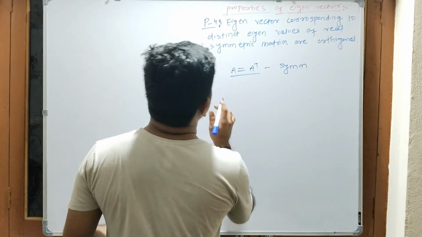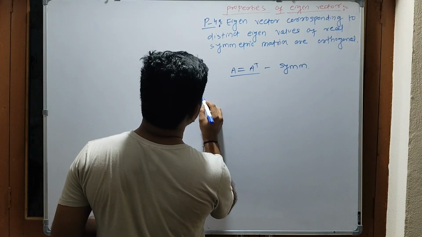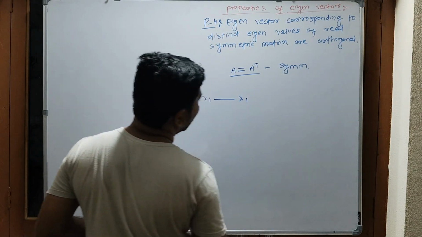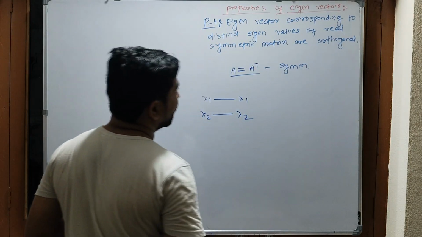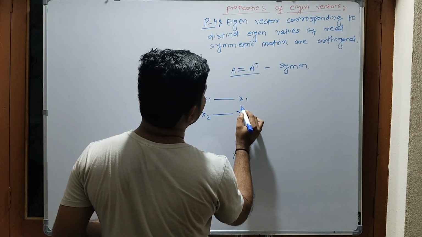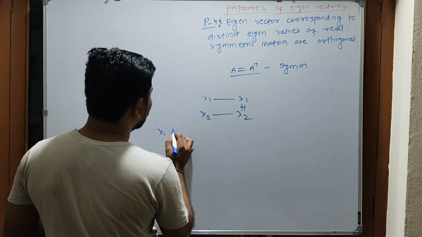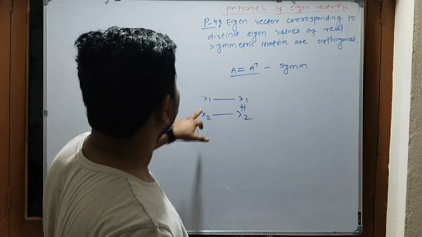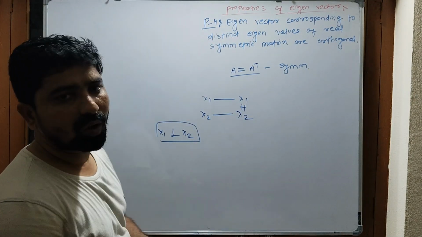Let's say I want to show these two vectors are orthogonal. Let's say x1 is the eigenvector corresponding to the eigenvalue lambda 1 and x2 is another eigenvector corresponding to the eigenvalue lambda 2, and these two eigenvalues are distinct. I want to show that x1 is perpendicular to x2, that is, x1 and x2 are orthogonal.